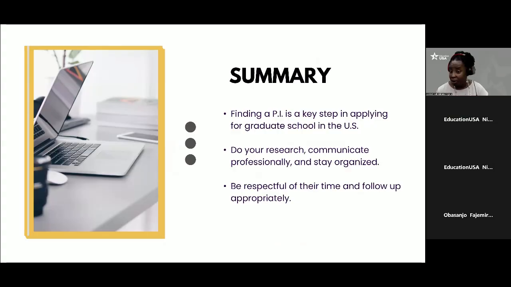In summary, finding the PI is very key in this application process. It can be very frustrating. I tell you, people have reached out to 50, 80, 100 PIs and not gotten any response, but you have to keep pushing, you have to keep going. You have to do a lot of research. You have to communicate professionally. You have to stay organized as much as possible. You have to respect people's time as much as you can.